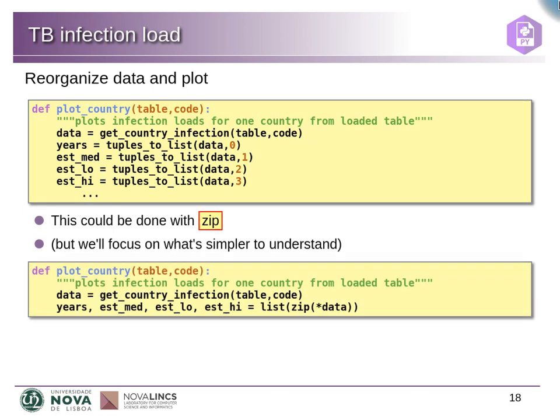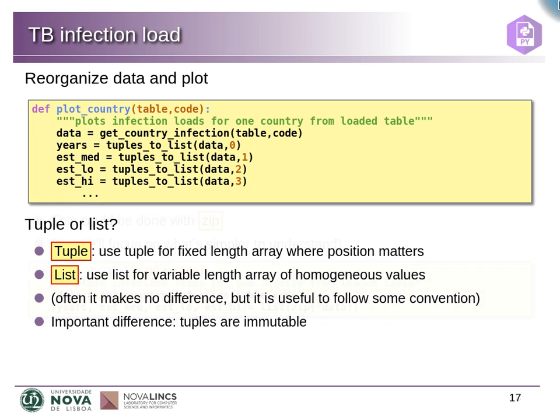Another thing, when we want to do the plot, we get the whole table and the code for one country. Now we get the data for that specific country, and we're going to extract into different variables the year, which is the first column of that table, that data list, the estimated tuberculosis load, which is on the second column, and the low and high boundary for the estimates in these columns.